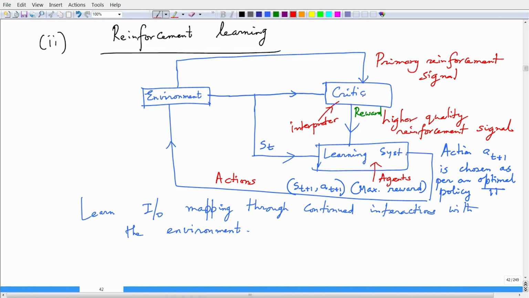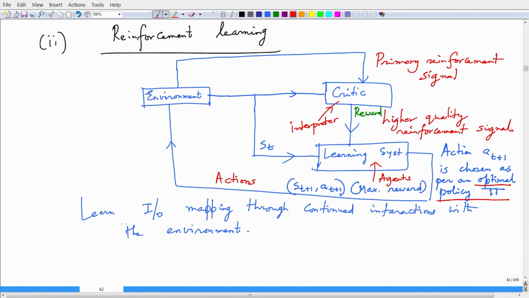The critic in this case could be a judge which sees the environment, and there is a reward that the critic gives to the learning system, which is an agent which performs certain actions according to some optimal policy pi, so as to maximize the reward. In this process, this action AT+1 happens that maximizes the rewards, and then the environmental state would be changed via this state ST+1. This state ST+1 is fed back into the environment, and this gets reinforced back and forth.